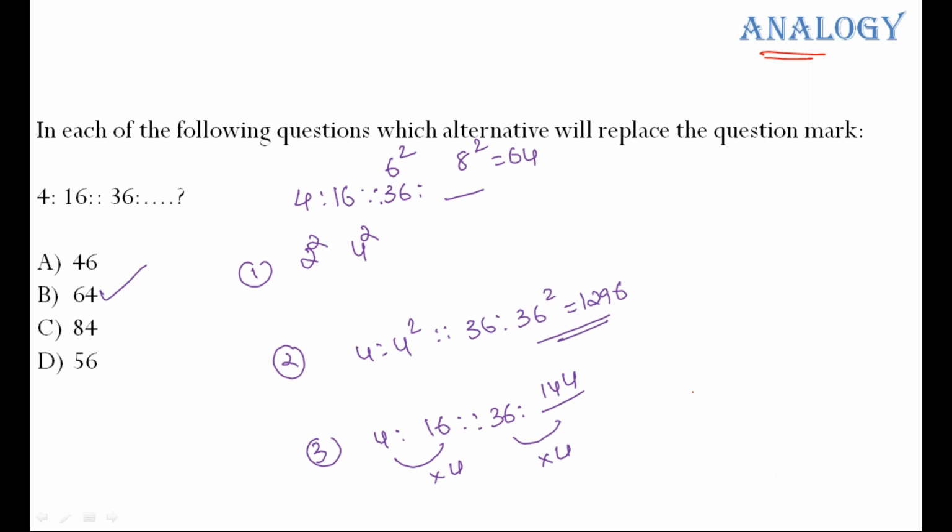When you go with the options, there are multiple logics: 2 square, 4 square, 6 square, 8 square. And here 4 square, 36, 36 square. This is into 4, here also into 4 multiplied by 4. See the different ways of solving the questions, right? Very good, guys. Now let's go for the next.